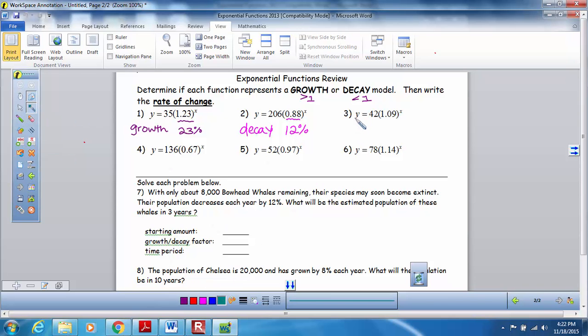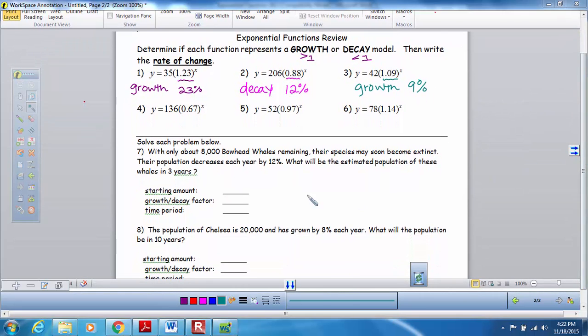Let's try number 3. It is bigger than 1, so that would be growth. And if we subtracted 1 from this, we'd be left with 0.09, so in percent, that would be 9%. So we're looking at the difference from 1. The difference from 1 here was 23, so that would be 23%. The difference from 1 here would be 12, so that's 12%, and the difference from 1 here is 9. I'm going to leave 4 through 6 for you to try. Now, let's look at 7.